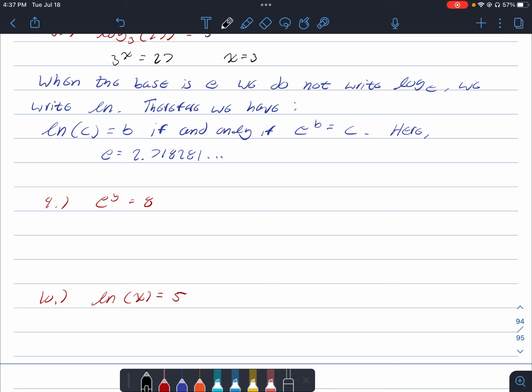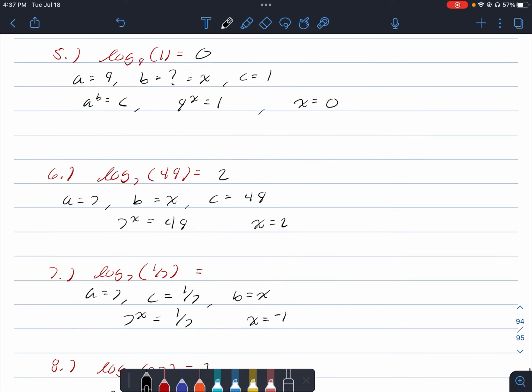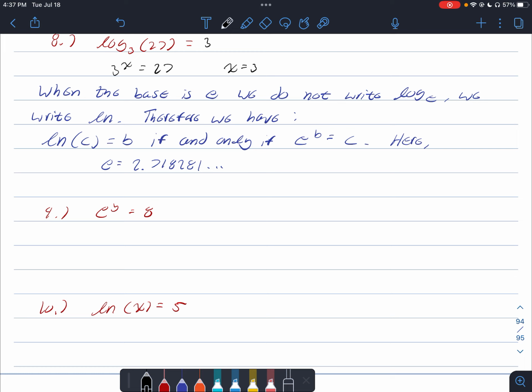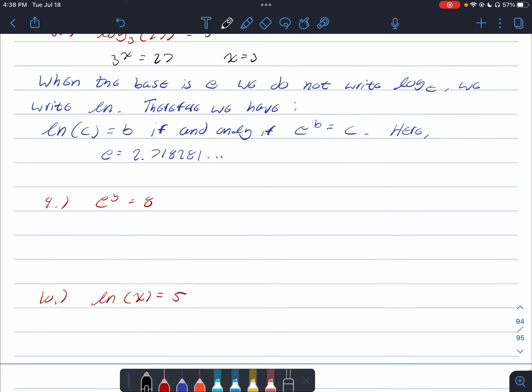All right, so when the base is e, we don't write log base e, we write ln, and we call that the natural log. So let me turn this off. Okay, we call it the natural log, and therefore we say ln of c is equal to b if and only if e to the b is equal to c.